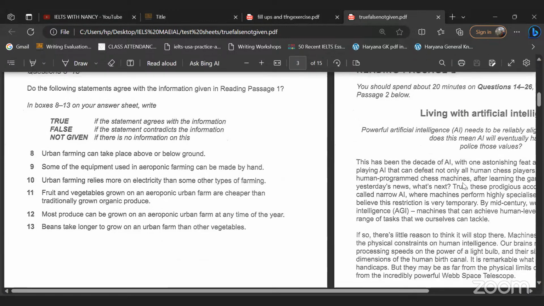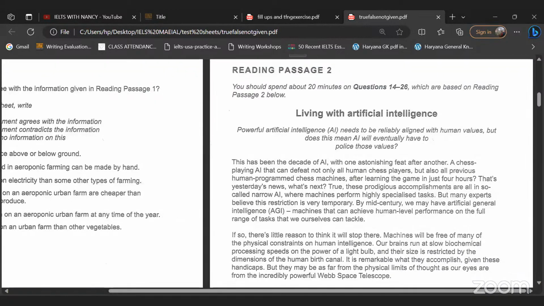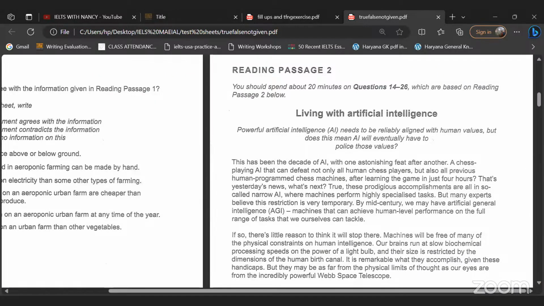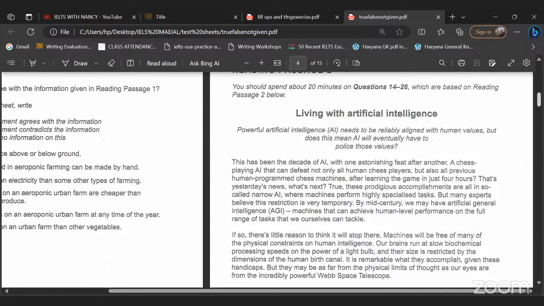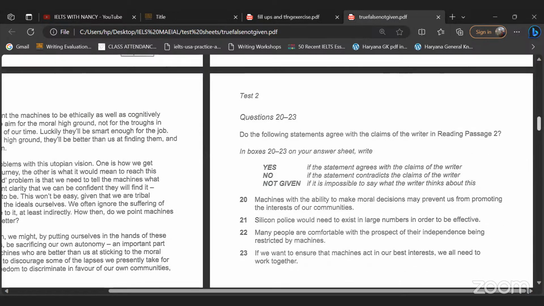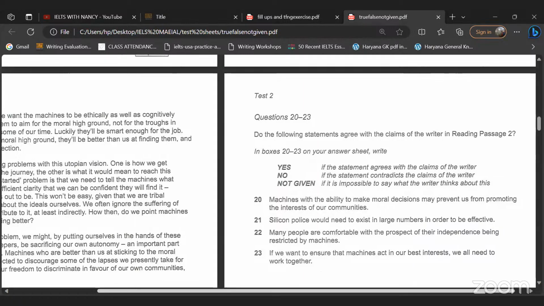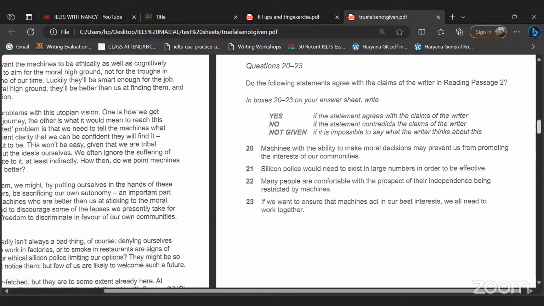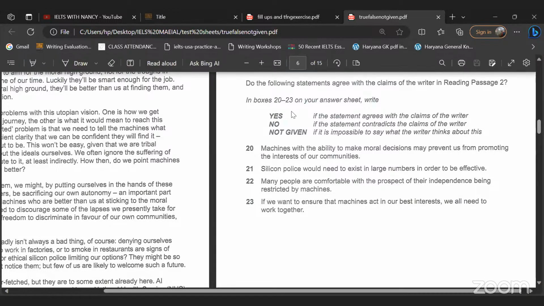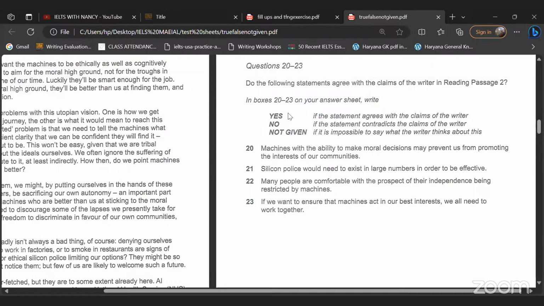Let's take another paragraph, which is living with artificial intelligence. That is passage number 2 only, living with artificial intelligence. Got it? Now look at the questions coming in what part? The questions 22, 23 are coming, 20 to 23 are coming in middle part or the last part, I could say. Now, the question demand yes, no, or not given. So you have to write answer accordingly.